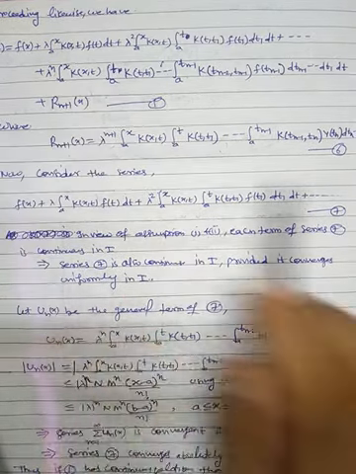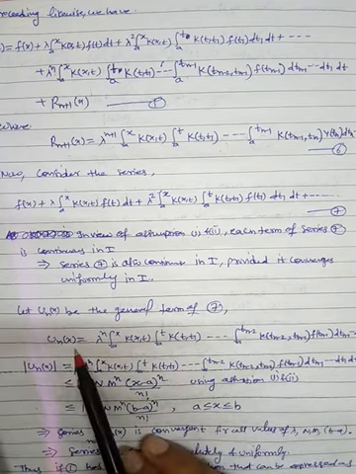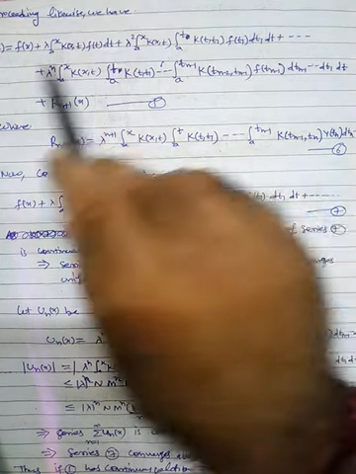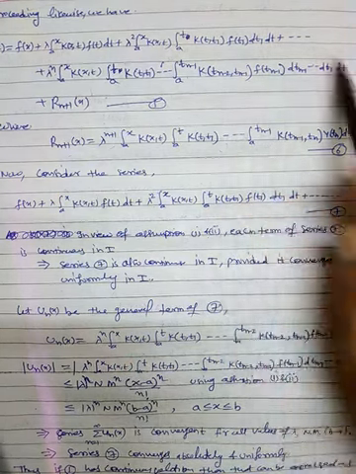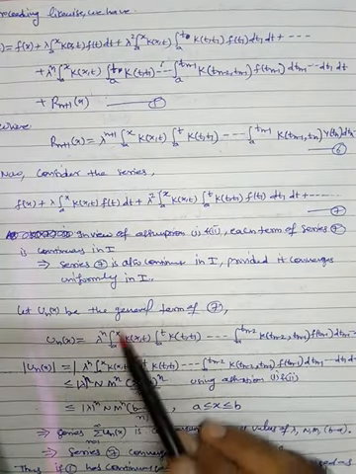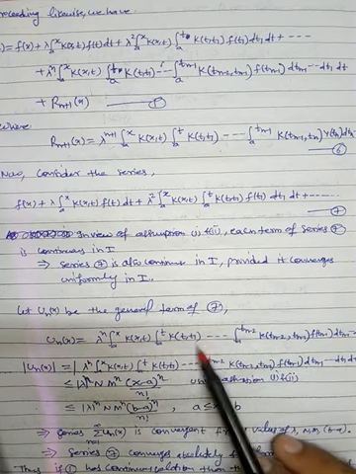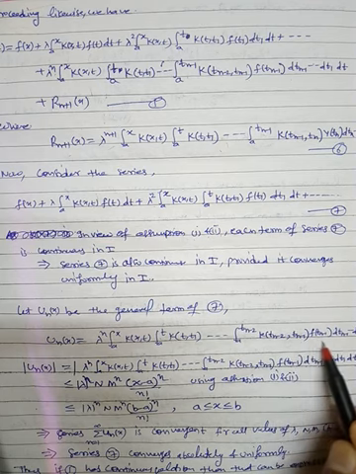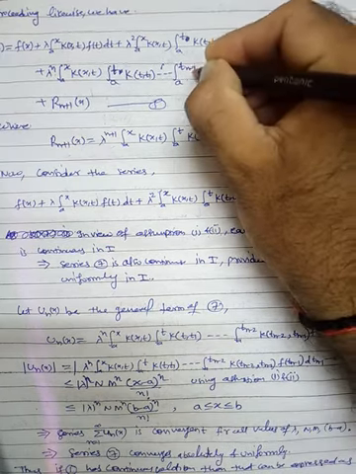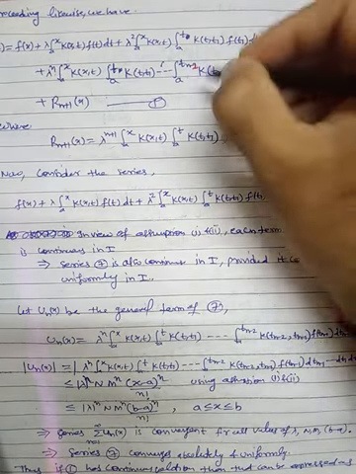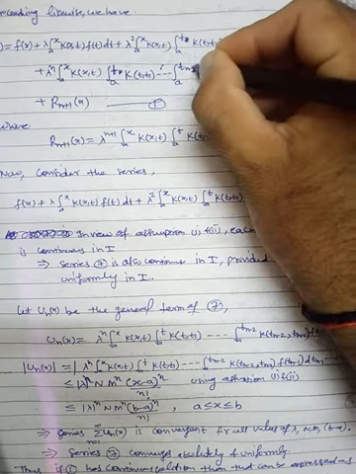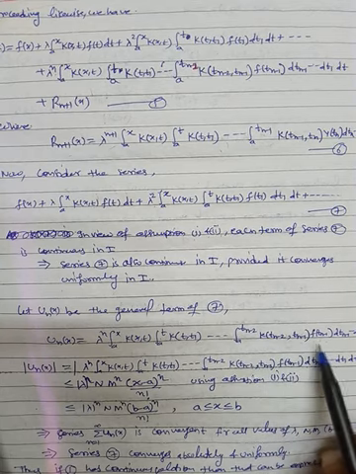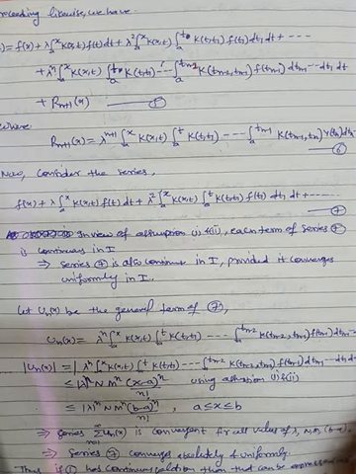Fine. So now take the general term of this series 7th. We are taking un(x) equal to lambda raised to the power n, integral a to x, k(x,t), integral a to t, k(t,t1), and so on, integral a to t n minus 2, k(t n minus 2, t n minus 1) f(t n minus 1) dt n minus 1, dt n minus 2, and so on, dt1 dt.